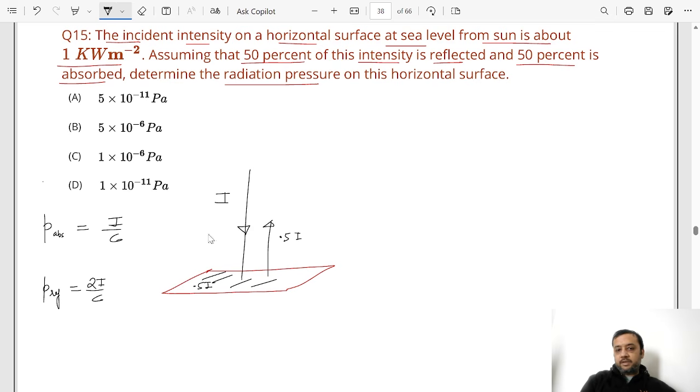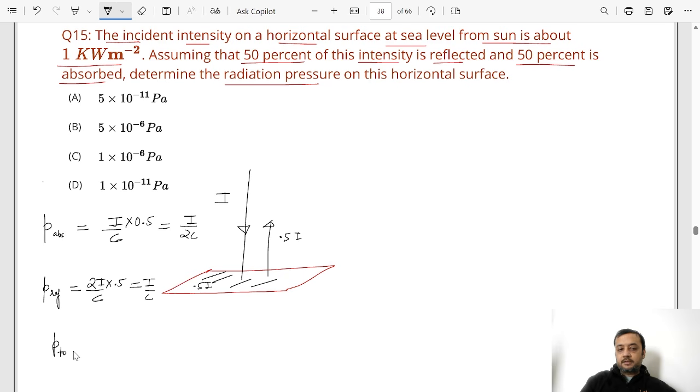Now since here only 50% of the light was getting absorbed, I will be replaced by 0.5 I, because this is the intensity of the absorbed light. So absorbed light is 0.5 I. Similarly, this is the intensity of the reflected light, so I will be replaced by 0.5 I because the reflected light is also 0.5 I. Okay. So what does this become? This becomes I by 2C and this becomes I by C.